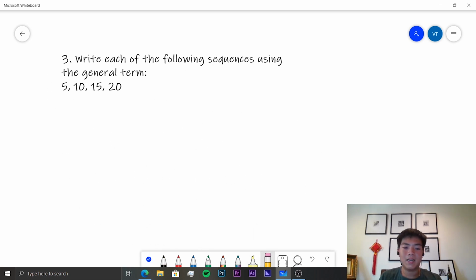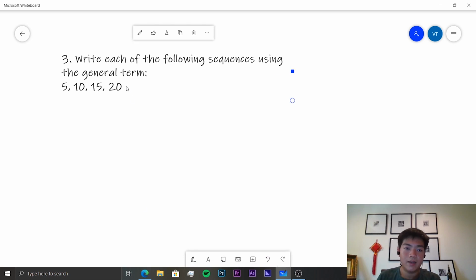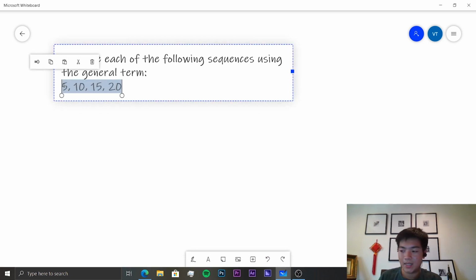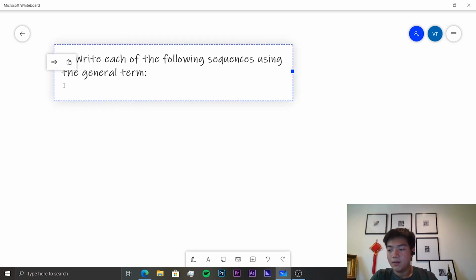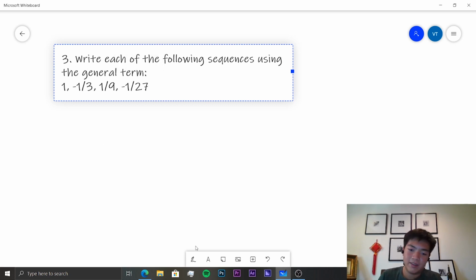Now let's try a more challenging question, so I'm going to skip all the way to D for this question, because I think it's important to show you how to write the nth term for something that's not a linear sequence. So we have 1, negative 1/3, 1/9, negative 1 over 27.